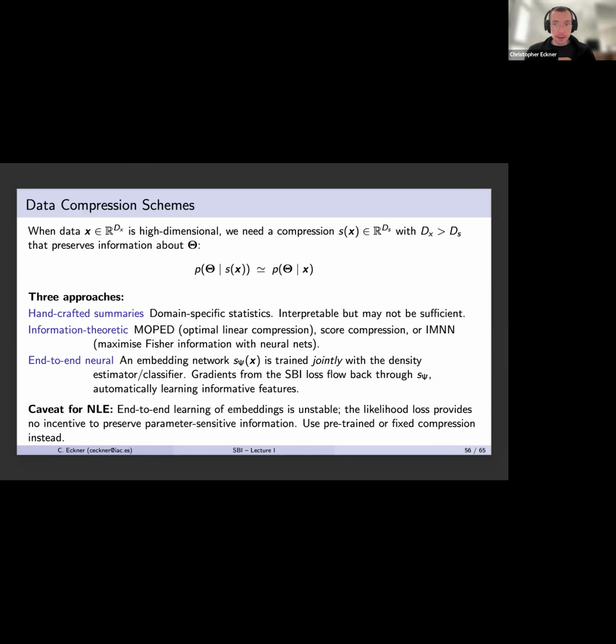Right. And yeah, so neural likelihood estimation is a beast. If you try to learn the likelihood and do end-to-end summary statistics learning, this is complicated and it might just fail. So neural likelihood estimation, of the three, is the one that is the most finicky, but it can be useful in some cases.